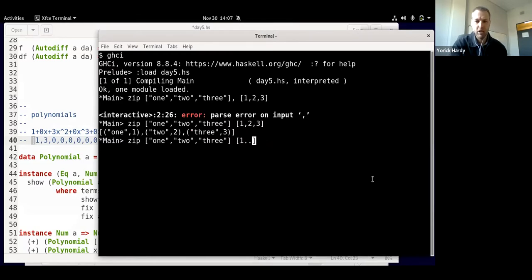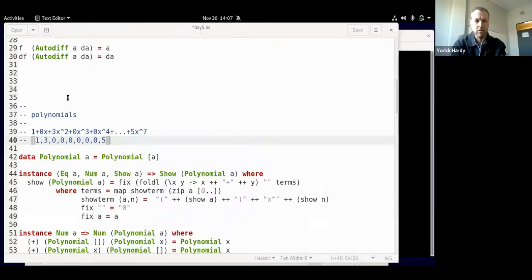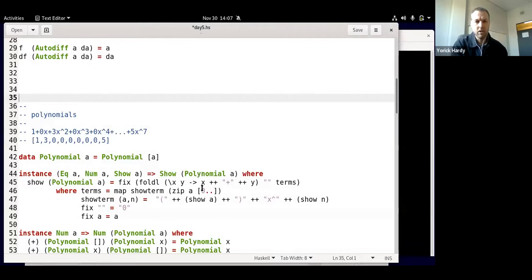I'm cheating a little bit because I can do infinite lists. So I can take the infinite list from 1 onwards and have 1, 1, 2, 2, 3, 3. So I combine the coefficients with the powers in pairs by zipping them. The first coefficient is power 0, the second coefficient power 1, and so on. So each of these represents a term, and to show it, I take the pair and I put brackets around the coefficient, show the coefficient, concatenation again, and x to the power, and then show the exponent.